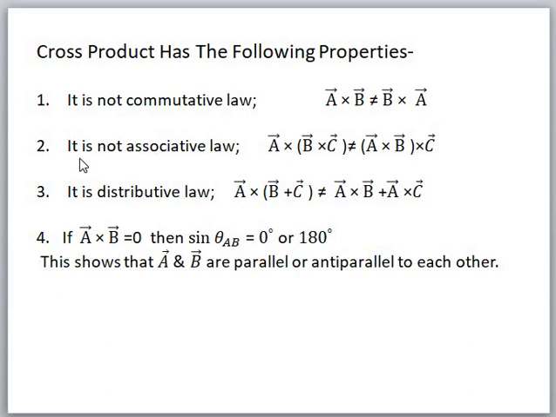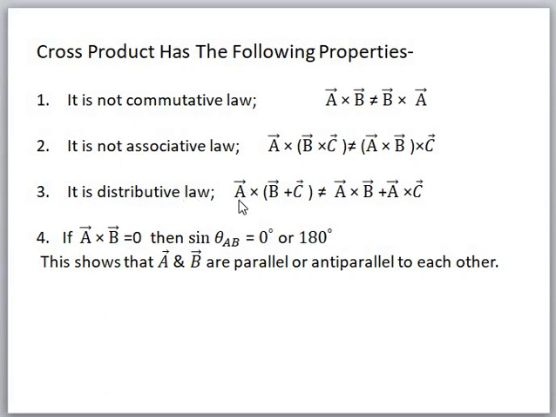The second point, it does not follow the associative law. We can write it in this form: vector a cross (vector b cross vector c) is not equal to (vector a cross vector b) cross vector c. The next point: the cross product follows the distributive law.